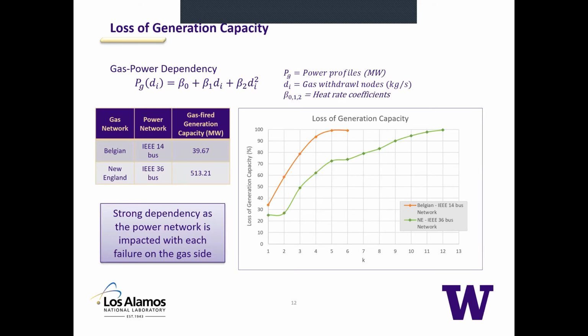And this really can impact some generating units that might be on demand and trying to be flexible for power generation. Our two case studies, which I forgot to mention, are the Belgian network coupled with the IEEE 14 bus system, and the New England network coupled with the IEEE 36 bus system.